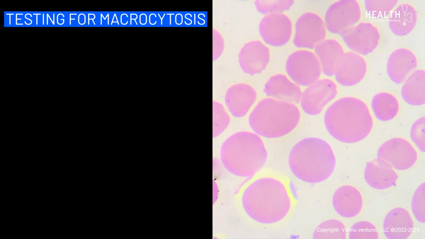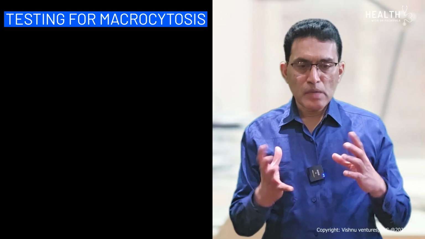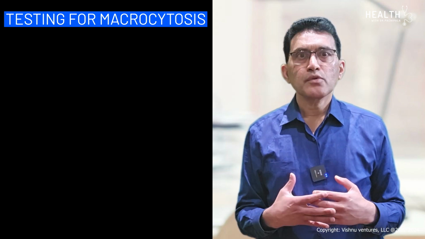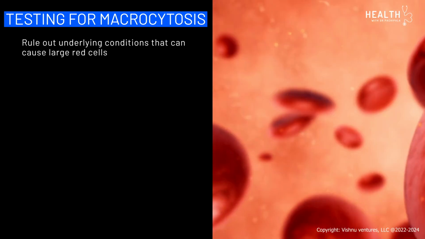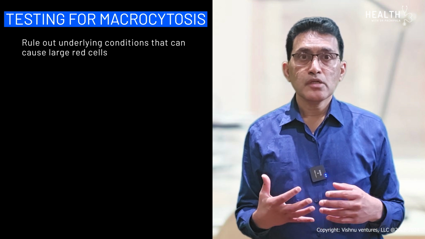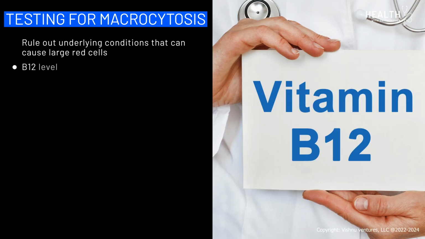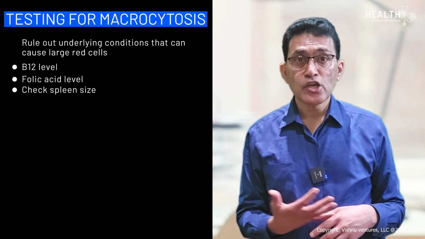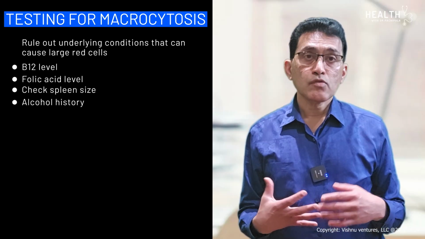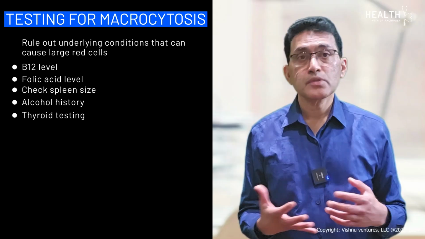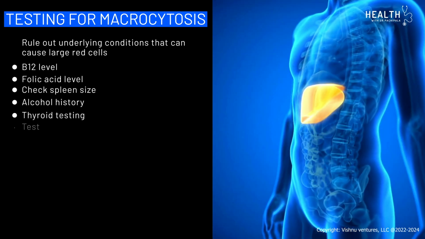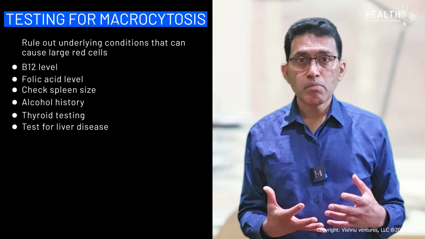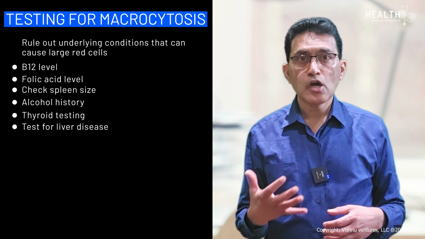So when you have macrocytosis in the labs, or the MCV is high, what do you do next? We typically order some testing to rule out underlying conditions that can cause large cells. The testing will include checking your B12 and folic acid levels, checking your spleen size, asking the history for alcohol, asking about thyroid problems, looking for underactive thyroid, looking for liver disease, and so forth. Then you find the problem and you treat to address the cause.